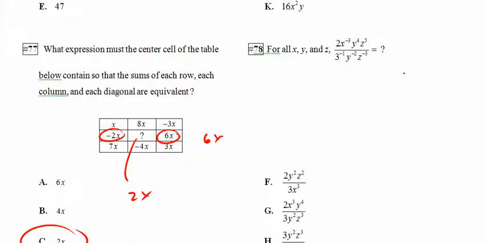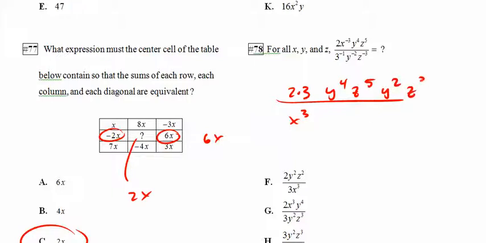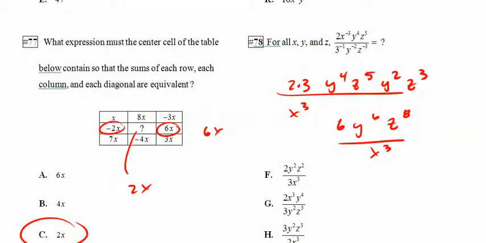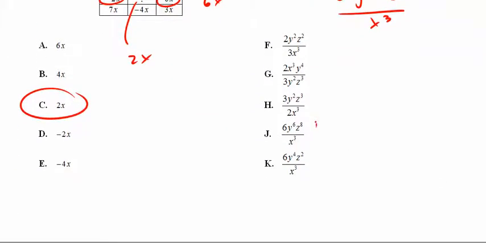This one, I like to make a big line and move things where they belong. Negative first goes up high. X to the 3rd, y to the 4th, z to the 5th, y to the 2nd, z to the 3rd. 6, y to the 6th, z to the 8th, over x to the 3rd. There it is.